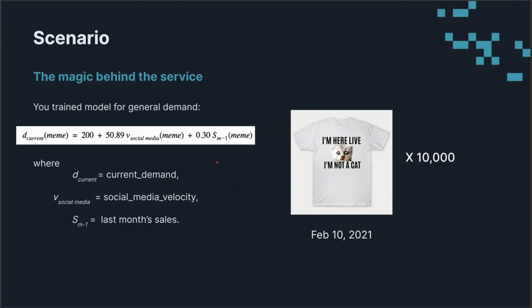And so if you're marketing this, you can say that this is a very sophisticated AI or ML model. Anyways, on February 10th, your service determined that "I'm here live, I'm not a cat" is a very popular meme. And it's so popular that you need to order 10,000 t-shirts. So 10,000 t-shirts were ordered for this particular meme.